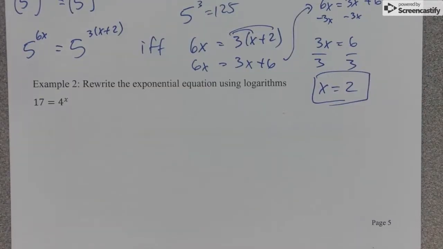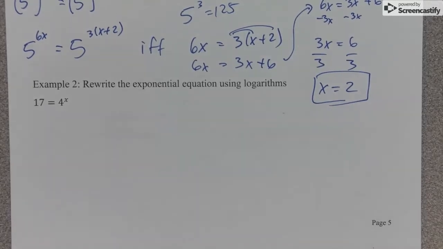For example 2, it says rewrite the exponential equation using logarithms: 17 equals 4 to the x. There's no way I could rewrite 17. 17 is a prime number. There are no two whole numbers I can multiply together to get 17, so there's no way I'm going to be able to break down 17.